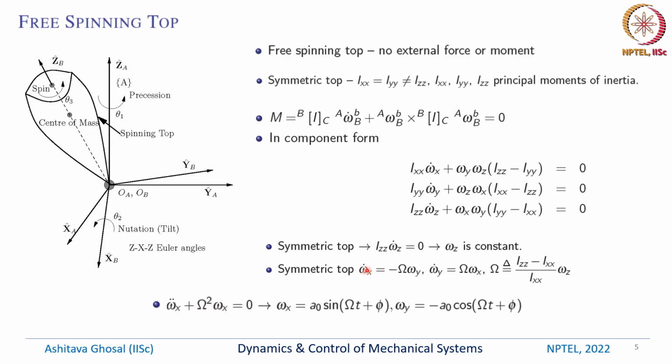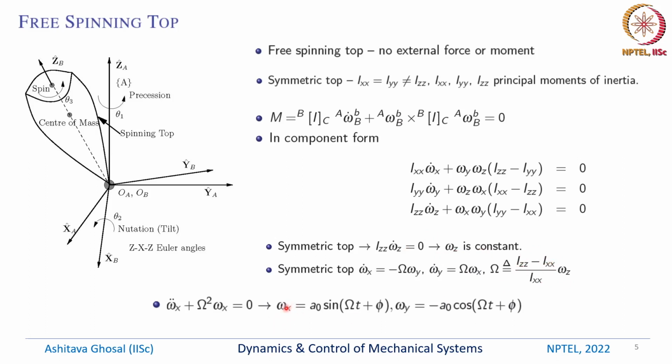So this derivative, omega x double dot, is minus capital omega omega y dot. So omega y dot is capital omega into omega x. So you can substitute here, and you'll get some omega square into omega x equal to 0. So this capital omega square is constant. Remember, omega z is constant, and this Ixx and Izz, these are known constants.